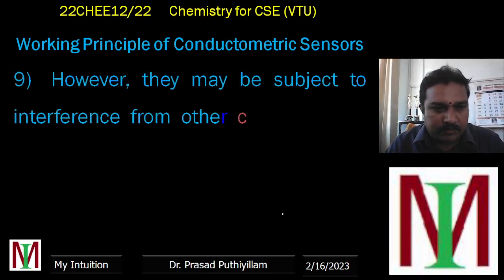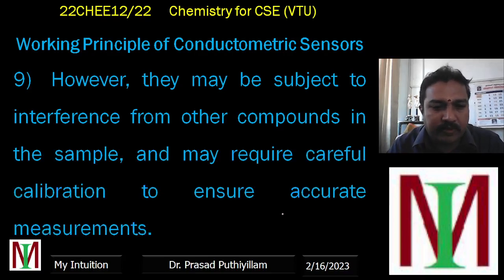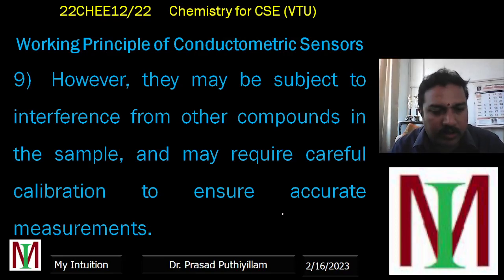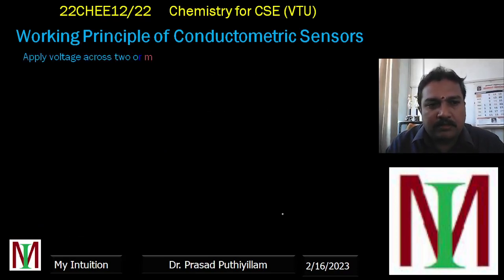However, they may be subjected to interference from other compounds in the sample and may require careful calibration to ensure accurate measurements. We have to keep checking the instrument with a known concentration of solution, whether the reading given is accurate or not. We call this process calibration, making the sensor ready for the actual sensing work. Conductometric sensors are calibrated each and every time, before the practical application or use.